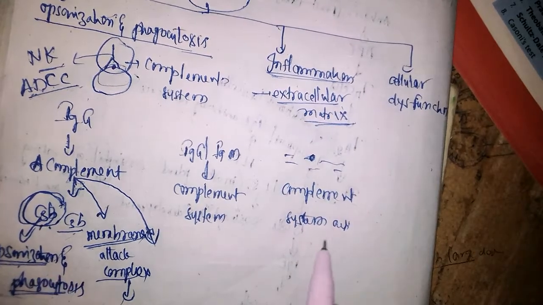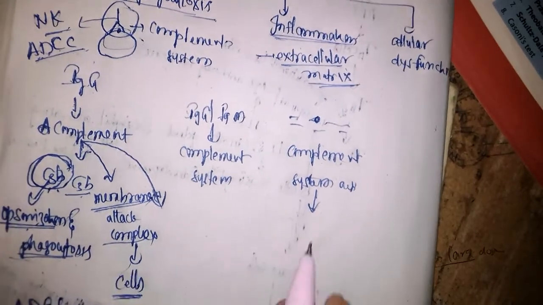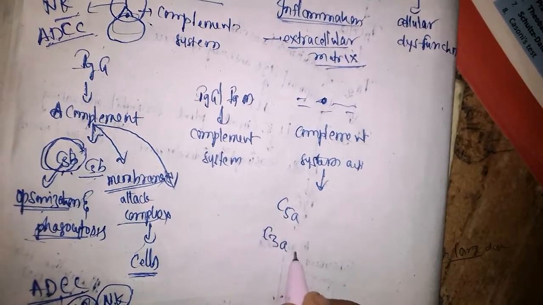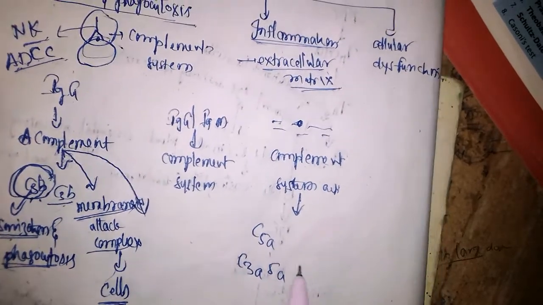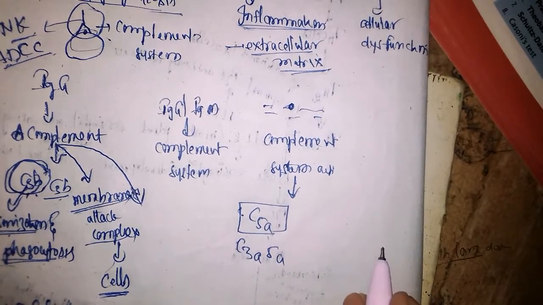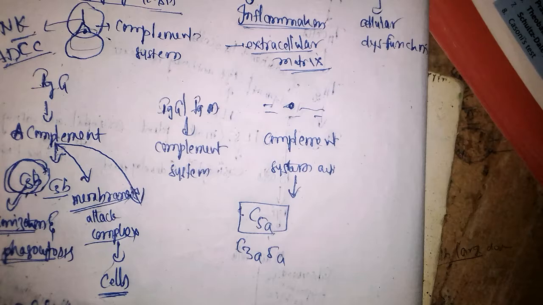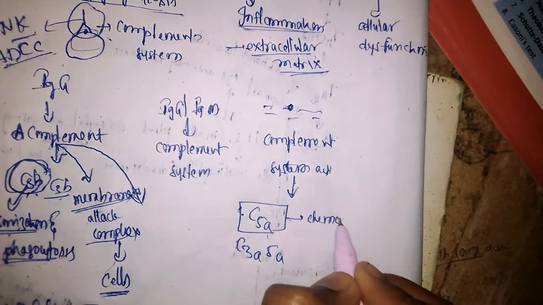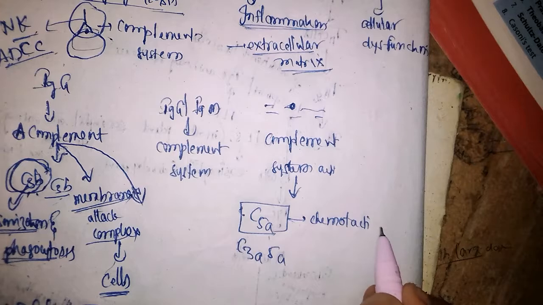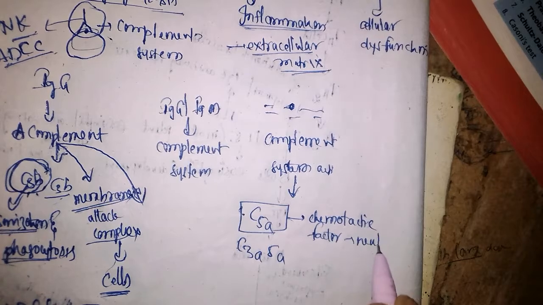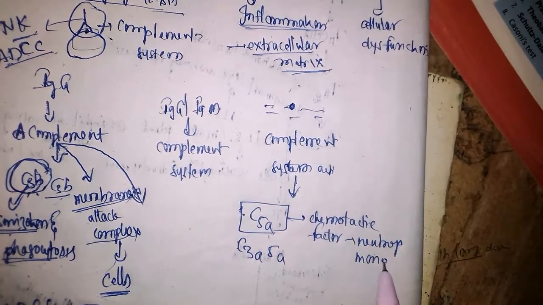This activated complement system will release some mediators like C3a and C5a. Okay, these mediators, like this C5a mediator, has got some chemotactic function. It acts as a chemotactic factor for neutrophils and monocytes.